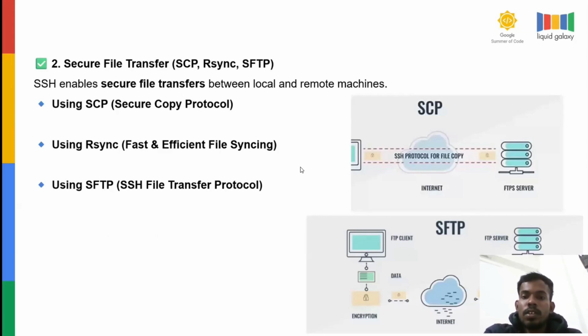The next major feature is secure file transfer. SSH allows secure file transfer between your computer and a remote server using different methods. Basically, we have three main methods. The first one is Secure Copy Protocol, which helps transfer files and entire folders between local and remote machines. It works like a regular copy-paste command, but over a secure connection.